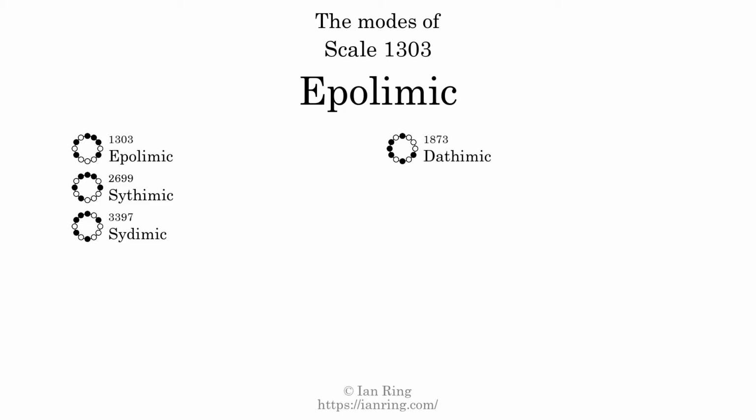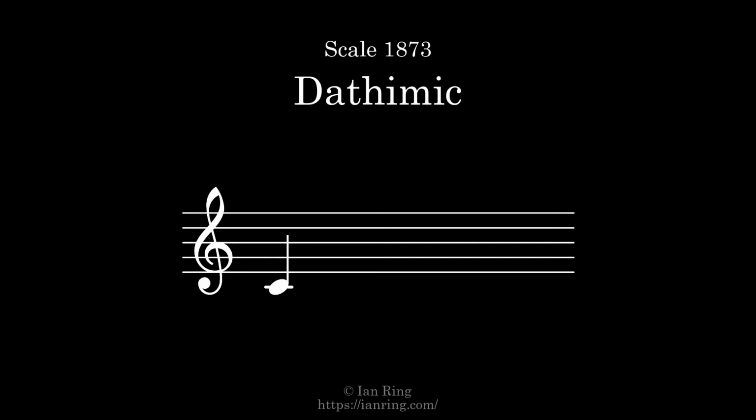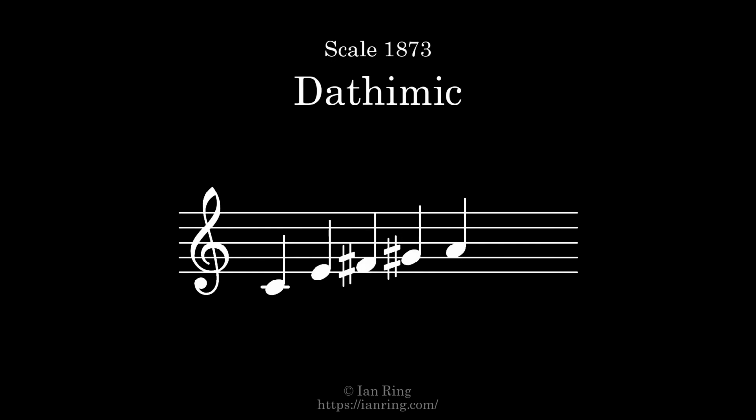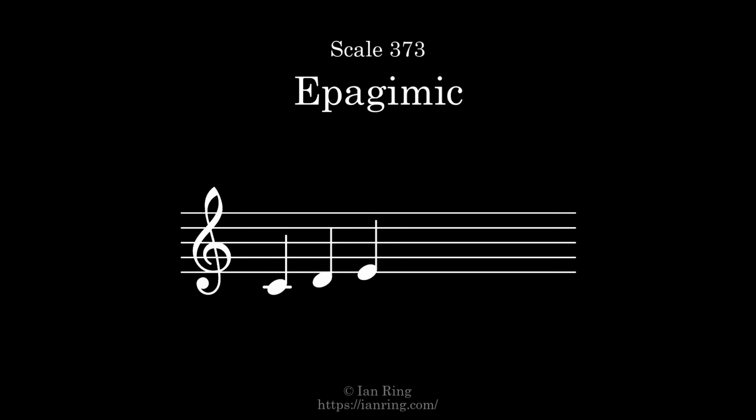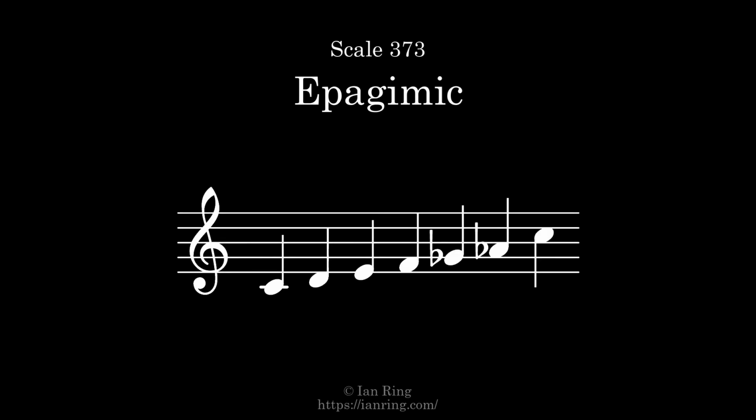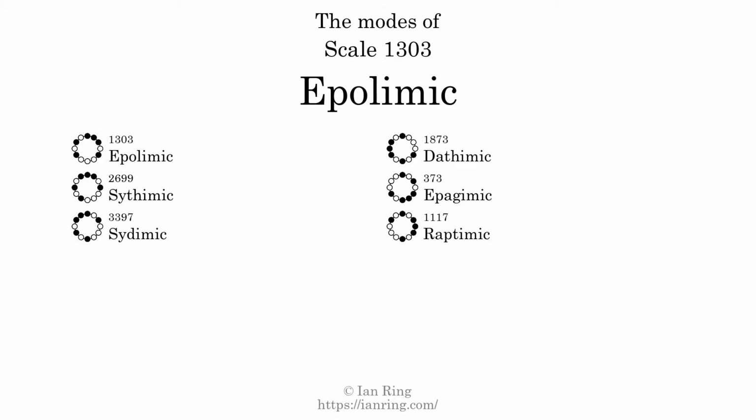The fourth mode is scale 1873, also known as Heteromorphisms. It sounds like this. The fifth mode is scale 373, also known as Epolimic. It sounds like this. The sixth and last mode is scale 1117. Also known as Heteromorphisms. It sounds like this.